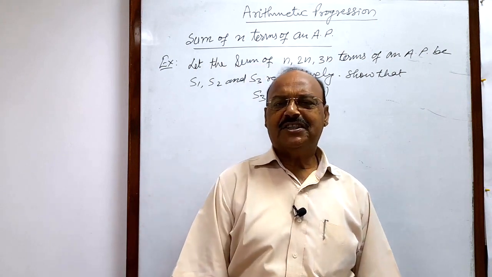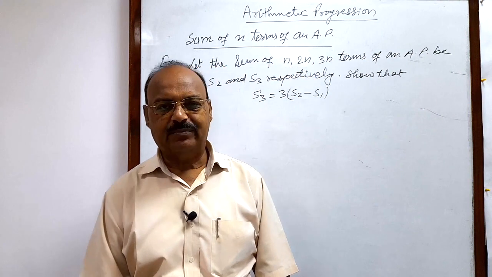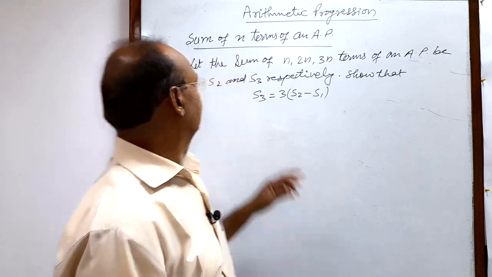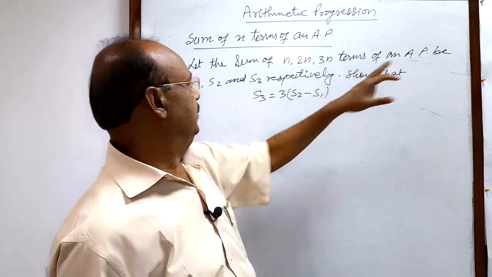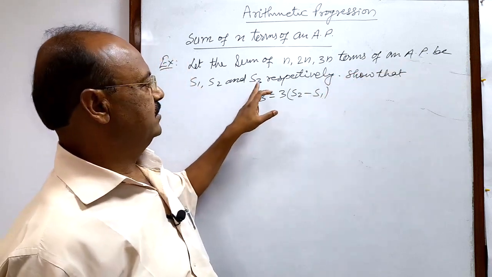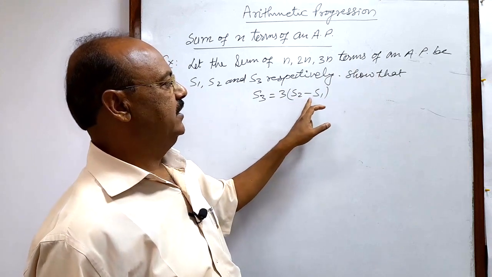Welcome students, let us see a very important question from the topic sum of n terms of an arithmetic progression. Here the question is: let the sum of n, 2n and 3n terms of an AP be S1, S2 and S3 respectively, so that S3 is equal to 3S2 minus S1.